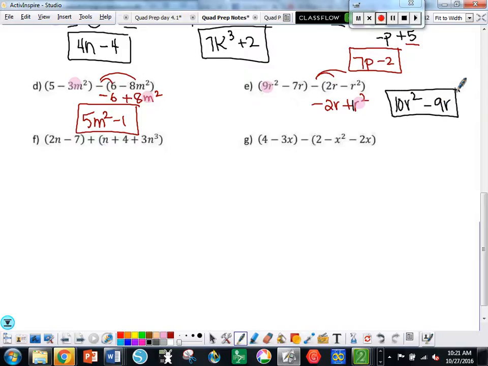How did you guys do? If you did it wrong, do you see where your mistake was? So it's okay to do it wrong as long as you can see, oh, I combined the wrong ones or whatever.